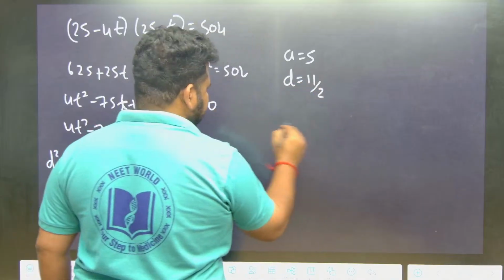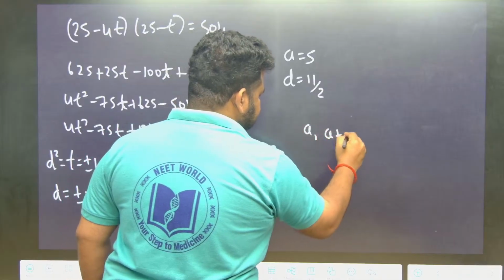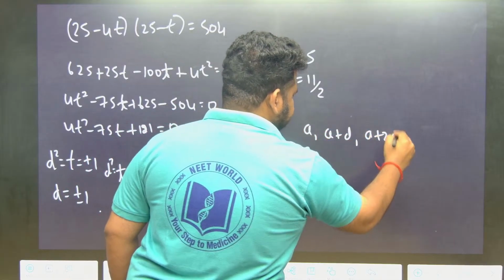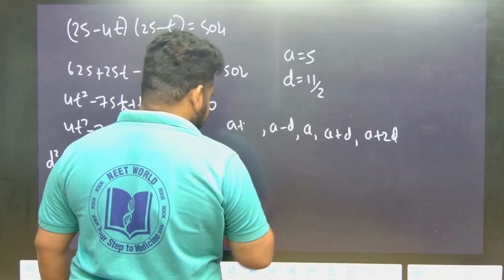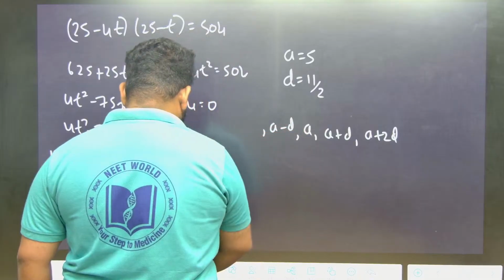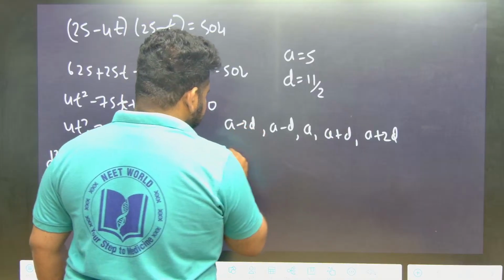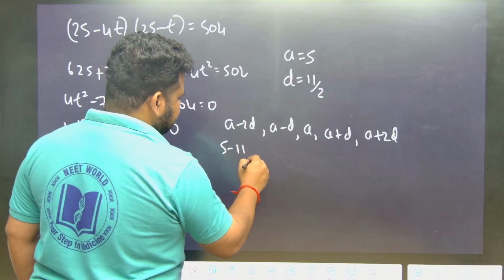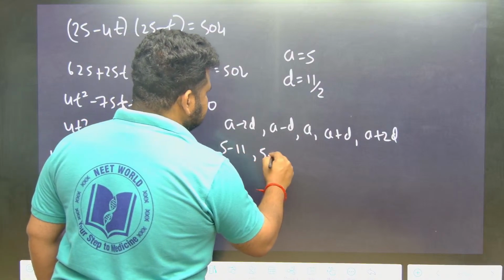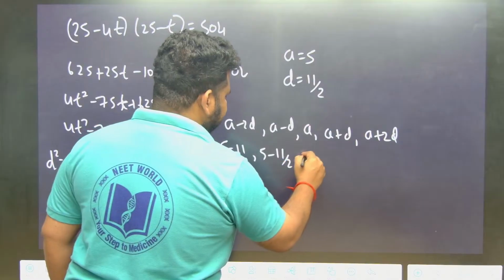So the first number that we have is a plus d, a plus 2d. This is a minus d, a minus 2d. Now this will be what? 5 minus 2 into 11 by 2. 2 into 11 by 2 is 11. So this will be 5 minus 11. This will be what?